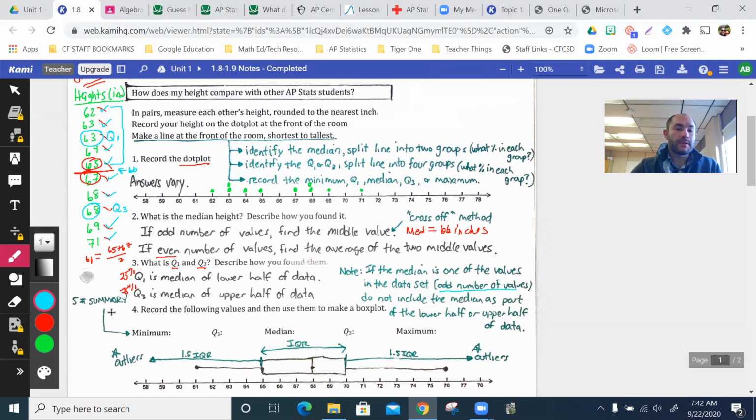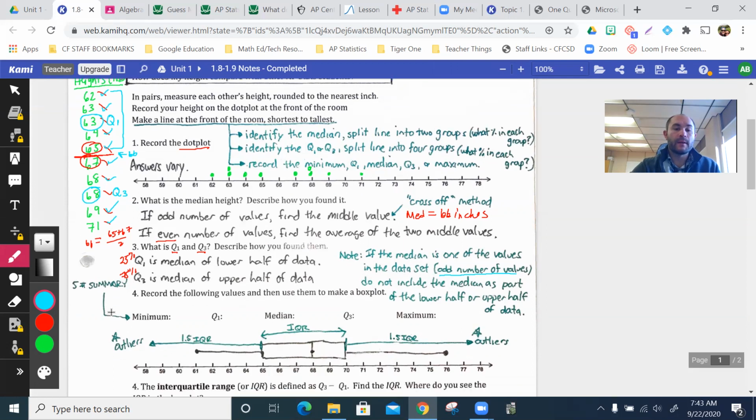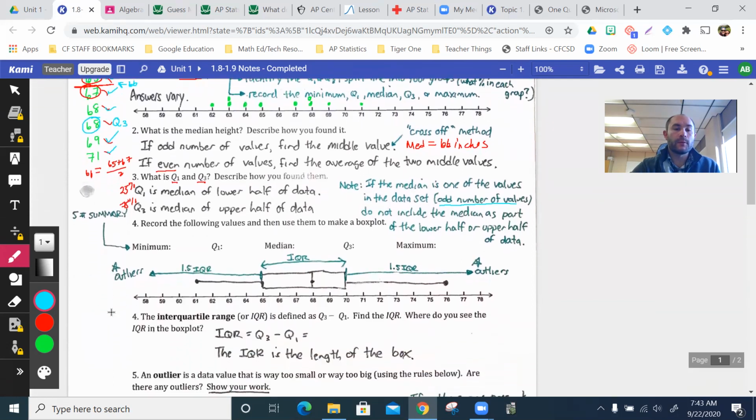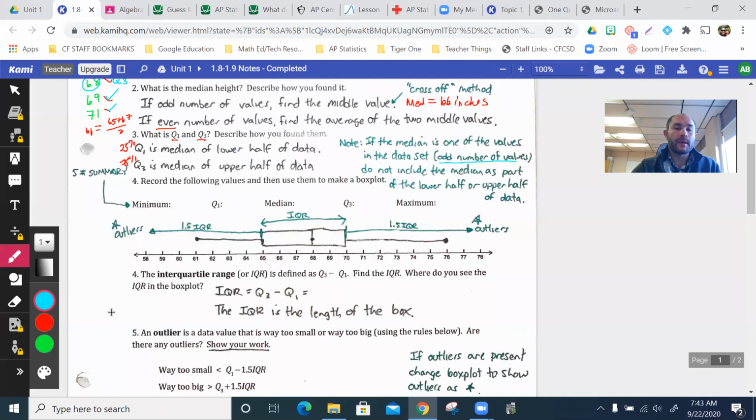This just means that 75% of the data is at or below Q3, or 68, and 25% of the data is at or below 63 inches. So in our case, the students in our class, their heights. That's how you find the Q1 and Q3 of your data. Record the following values and then use them to make a box plot.